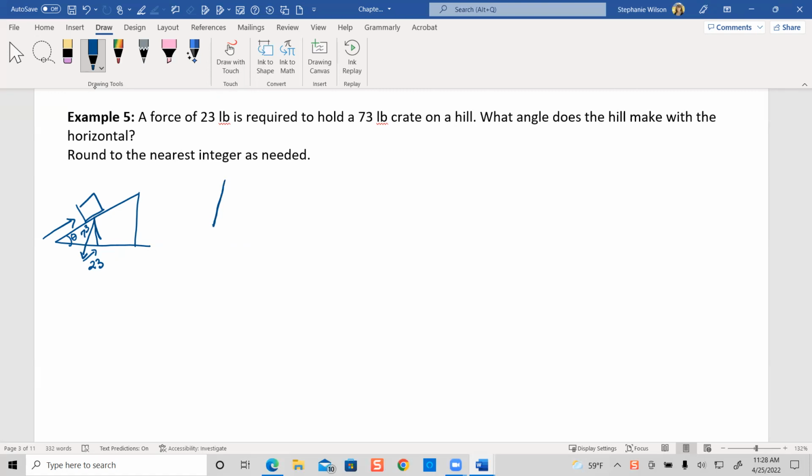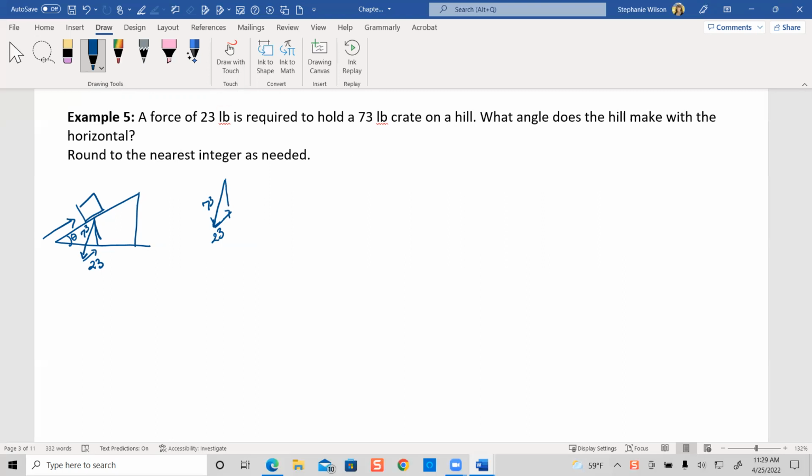So coming down from the crate on the hill, we got this 73 pounds. That is the weight of the crate as a vector, because the crate weighs 73 pounds. And then it's going to go up. What is that? That is the force on the crate on the hill as a vector parallel to the surface, which is 23 pounds. So we got this going on.